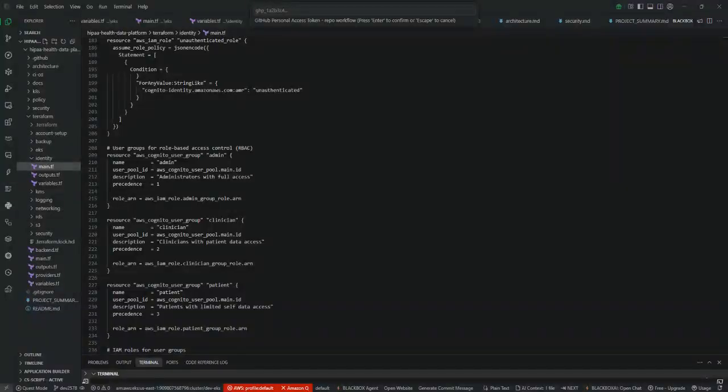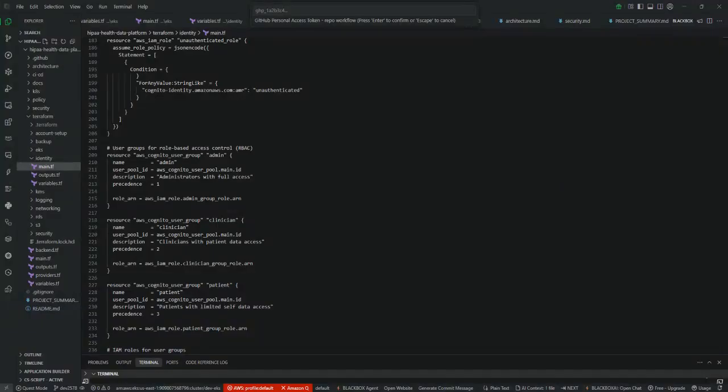In this project, I implemented the network security where we have the private VPC with no internet gateways, a VPC endpoint for secure AWS service access. And also, I implemented the network ACLs and security groups for traffic control. I implemented the AWS WAF for application layer protection.